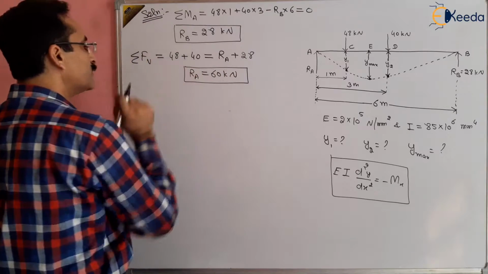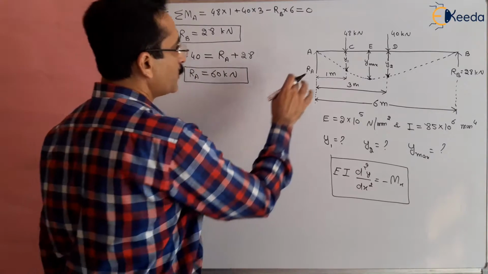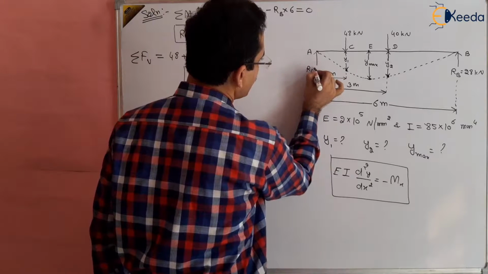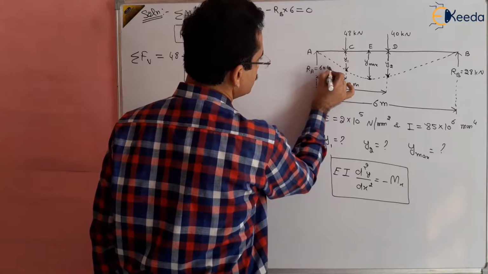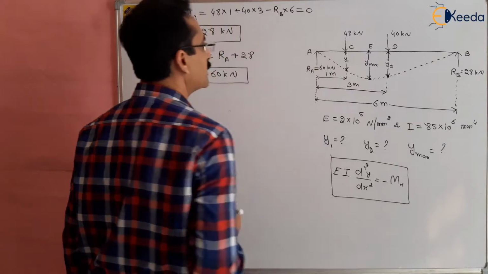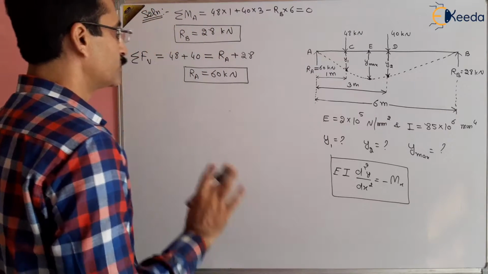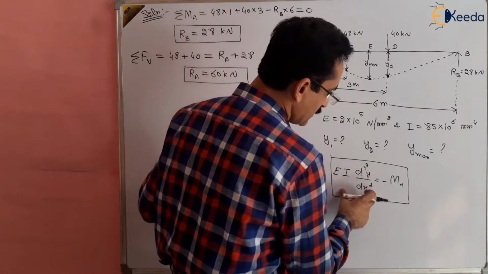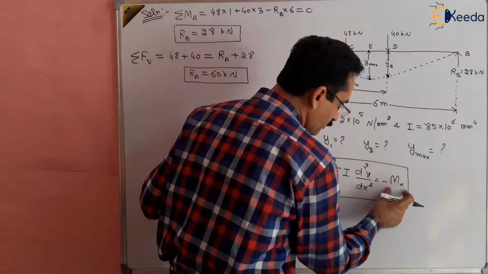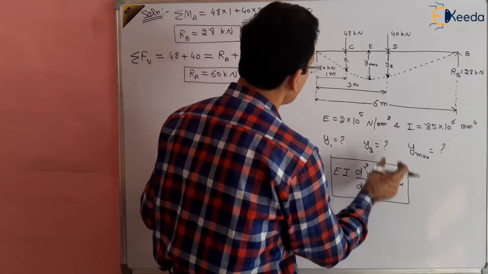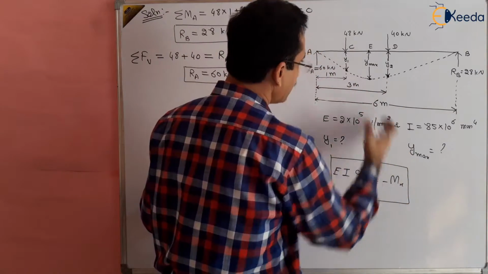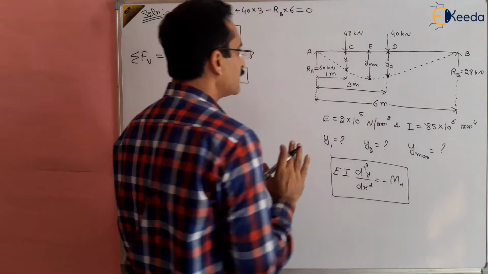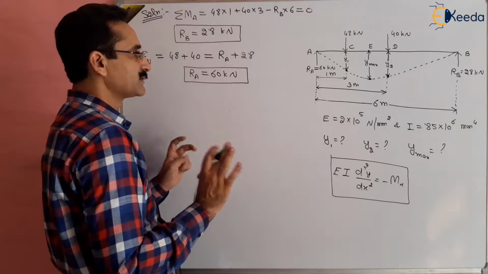So RA comes out to be 60 kilonewton. So we have obtained both RA and RB now, right? RA and RB are known to us. Now we have to use this deflection equation, and here we need the bending moment at a distance x from one of the supports, let us say A.